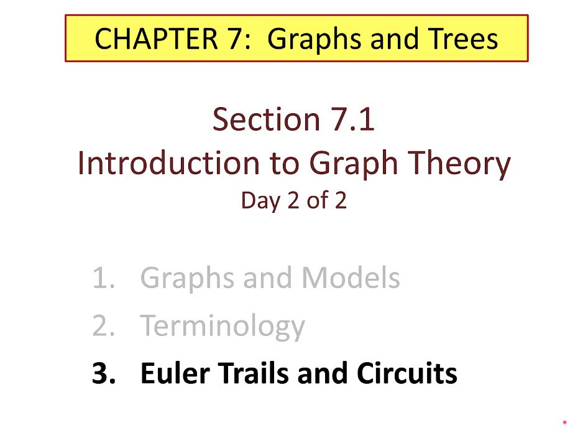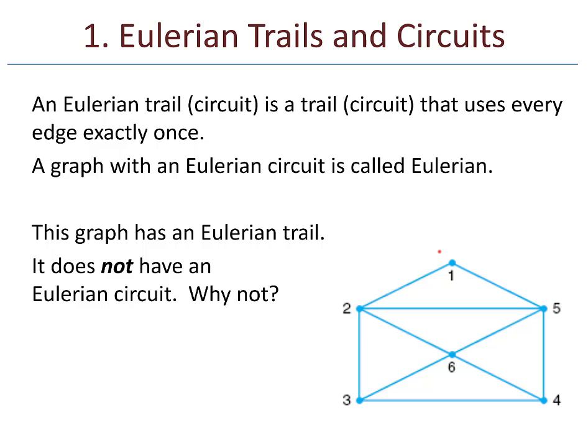Welcome. This is day 2 of section 7.1, Introduction to Graph Theory, and today we focus on Euler trails and circuits. An Eulerian trail, or circuit, is a trail, or circuit, that uses every edge exactly once. So every edge exactly once. A graph with an Eulerian circuit is called Eulerian. We say this is an Eulerian graph.